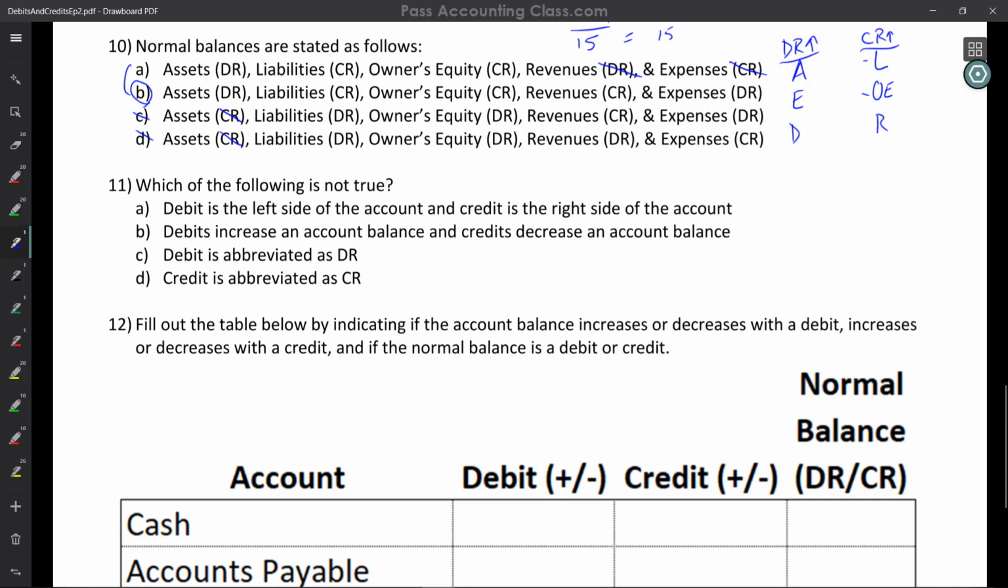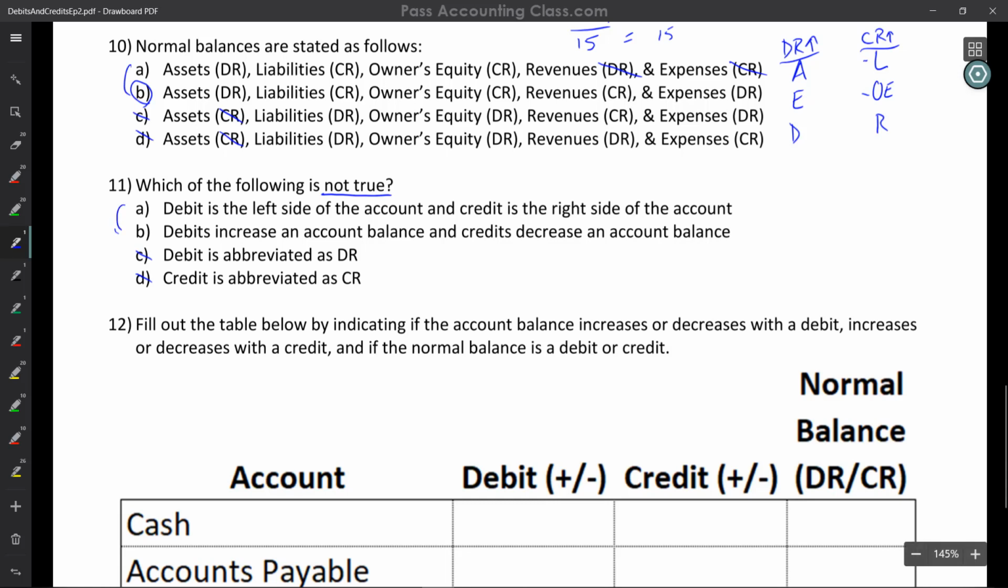Debit is the left side of an account and credit is the right side of the account. Debits increase an account balance and credits decrease an account balance. Debit is abbreviated as DR and credit is abbreviated as CR. So we're looking for the statement that is not true. Well, just based on all the information that we've been working through already, you can see that debit is abbreviated as DR and credit is abbreviated as CR. So these are correct. So these are not the answer we're looking for. So then it's in between A and B.